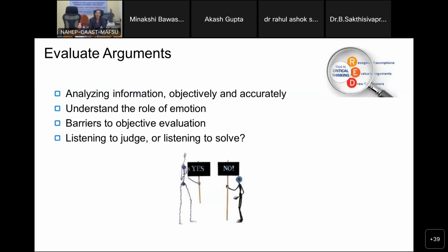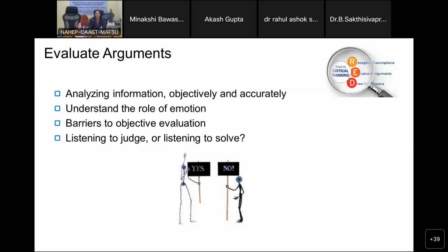If not always, sometimes you also do that. You listen and you judge. And most of the time it comes out that, oh, I was wrong. I should have actually thought about it and then made my opinion. So that is how it should be.